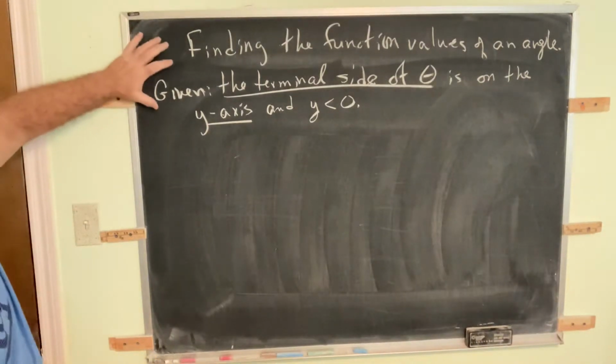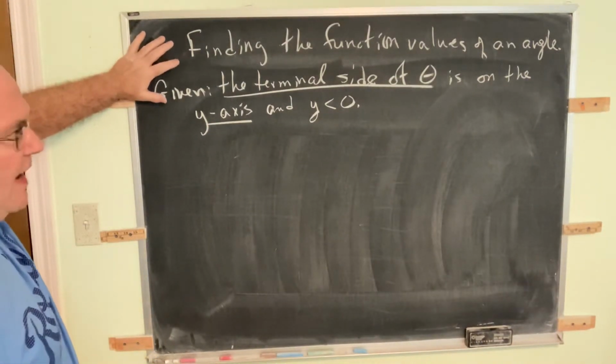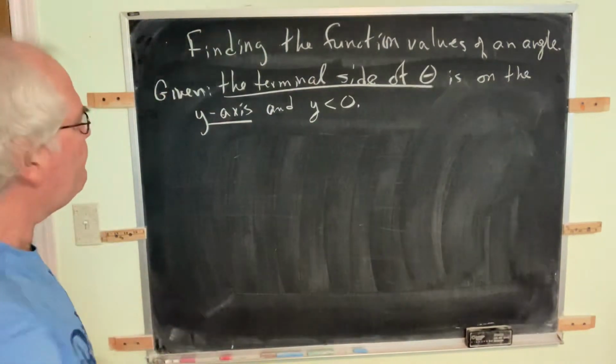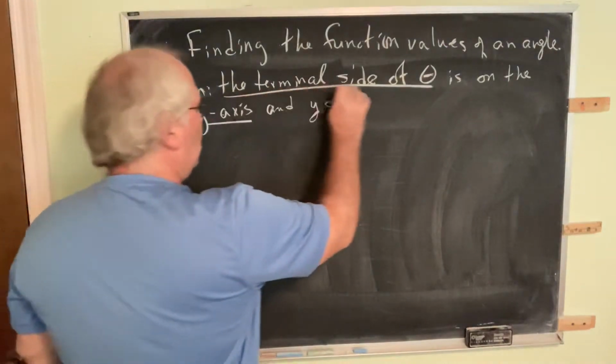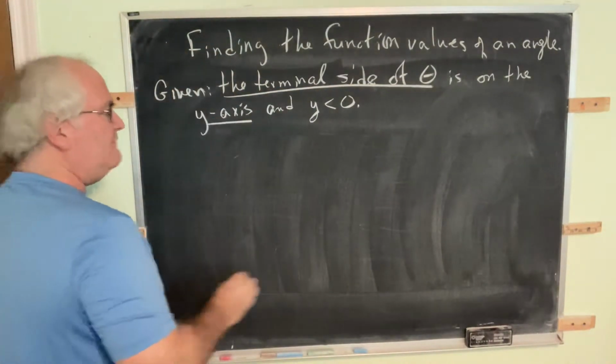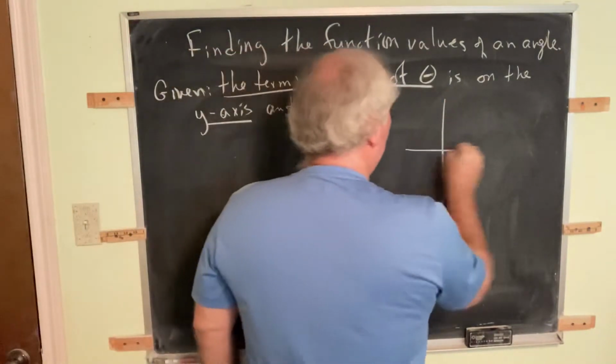So here's another problem of this type, finding the function values of an angle. This time we're given something a little bit different. We're given that the terminal side of theta is on the y-axis. The terminal side of theta is on the y-axis. So what's that so far?